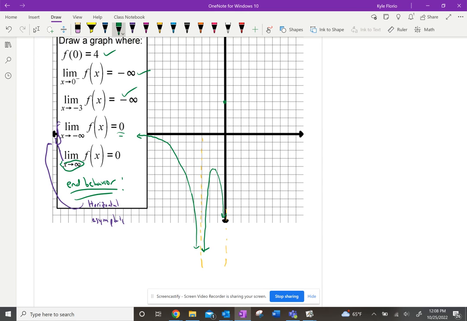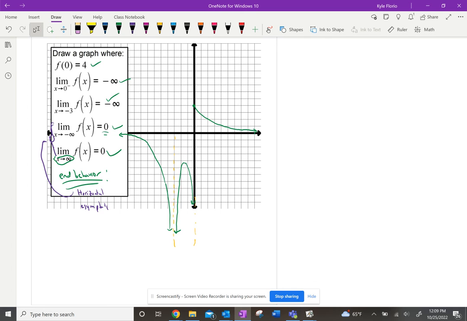And as x goes to positive infinity, the height is also going to 0. So I know that f of 0 is 4, and I'm just going to start from here. And as I go to infinity, the height of the function is approaching 0. So that takes care of both of those properties. So replay it. We'll get some more practice in class, but hopefully that helps.